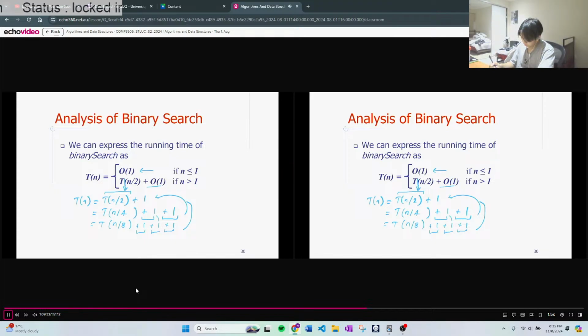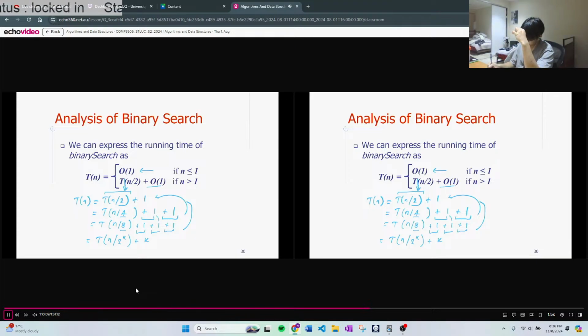64. What do those numbers sound like? They're powers of 2, right? So I could express this as n over 2 to the k, plus k, right? Because here I've got 2 to the 1. Here I've got 2 to the 2. Here I've got 2 to the 4, right? Oh, sorry, 2 to the 3. And so the number of ones that get added also go up with k. So I've got this nice recurrence here that says t of n over 2 to the k plus k.